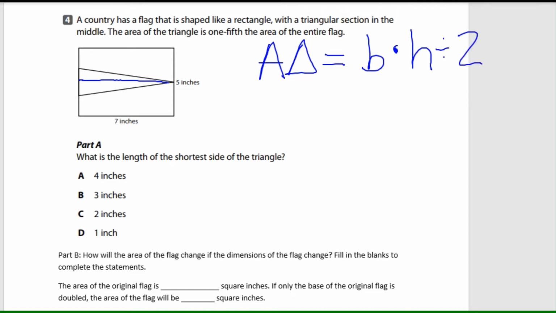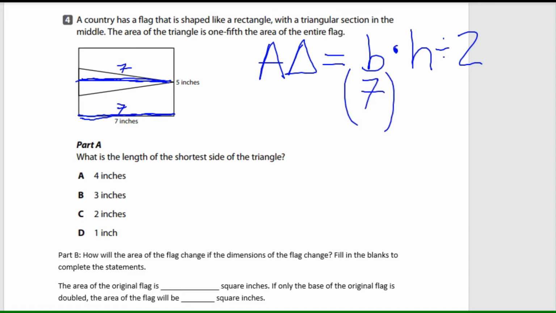So now we're gonna substitute. So we know the base of the triangle. The base of the triangle is gonna be the exact same length from here to here. So that just means 7? The height is gonna also be 7. So if this is 7, this must also be 7. So I'm gonna substitute that into my formula.